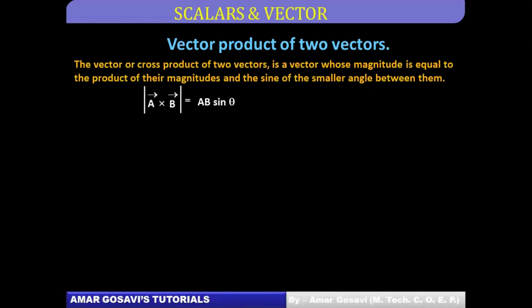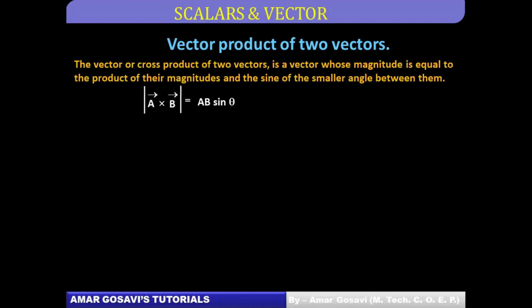Now, vector product is a vector quantity, whereas scalar product was a scalar quantity. You have seen the previous examples. When we take the scalar product of force and displacement, force is a vector quantity, displacement is a vector quantity, but their product is work, and work is a scalar quantity. So in scalar product, the final outcome was a scalar quantity, whereas here in case of vector product, the final outcome will be a vector quantity.